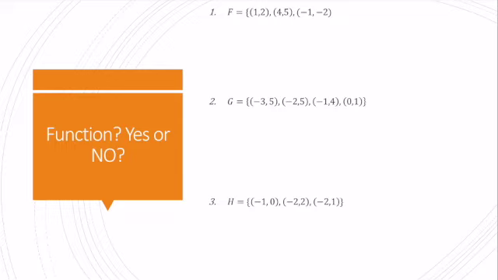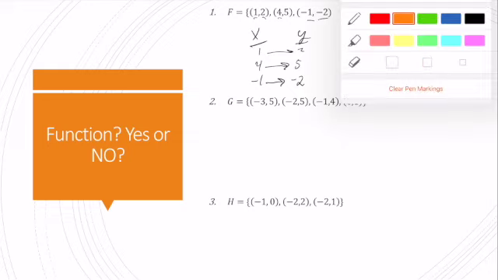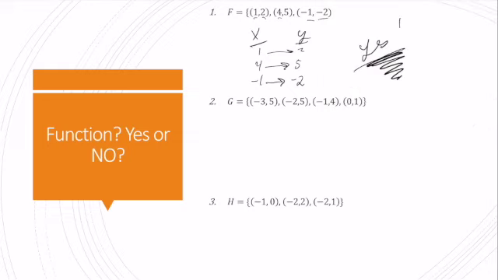I'm going to do that by making a little map of my x's going to my y's. So in this case, I have x's 1, 4, and negative 1. And I have y's 2, 5, and negative 2. 1 goes to 2, 4 goes to 5, negative 1 goes to negative 2. Is this a function? Yes, this is a function. Let's pick a more fun color. Okay, orange is fun.